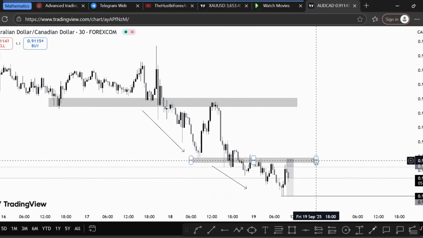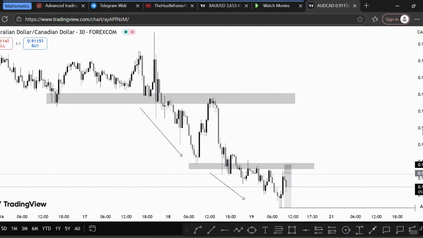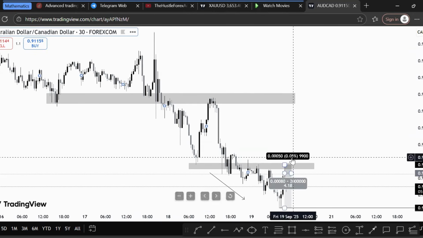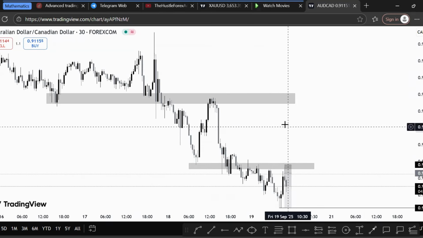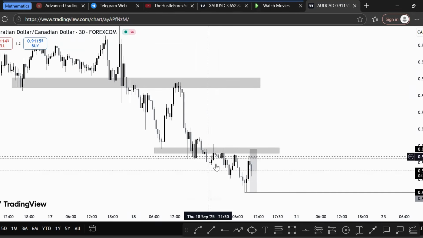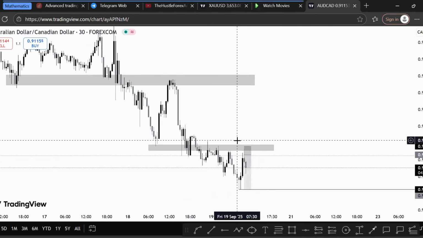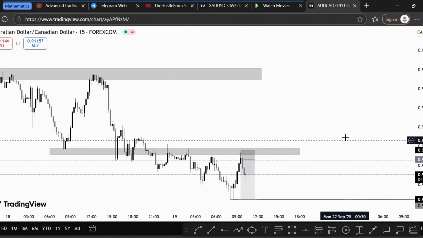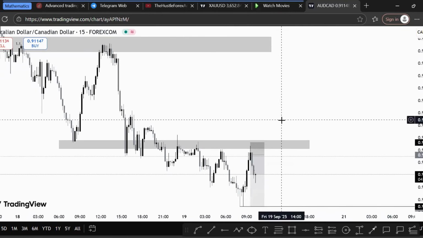Now we have another support below this, as you can see. We're going to be focusing here, because price is now below this level of support, right? And if you go down to 15 minutes, you get to see what I meant, that you won't even get a clear entry sometimes when it comes to 15 minutes, right?